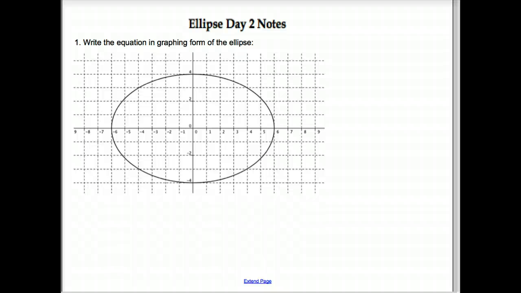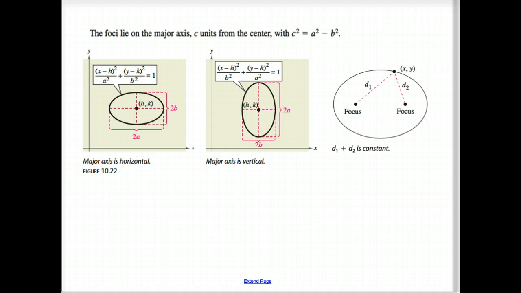Alright, so day 2 on ellipses, just a few more things using ellipses. Now keep in mind that this is sort of our reference here. Here's the general form of the equation for any ellipse. This is just an x squared over a squared and a y squared over b squared if it's centered at the origin, which most of ours are.